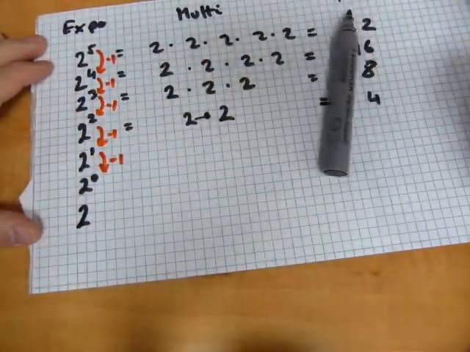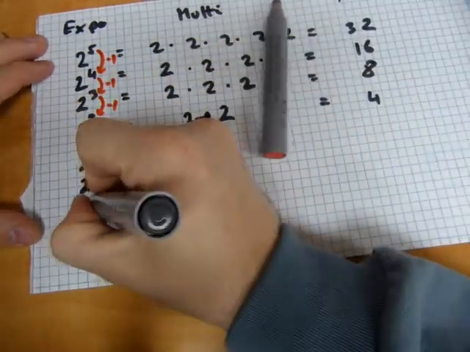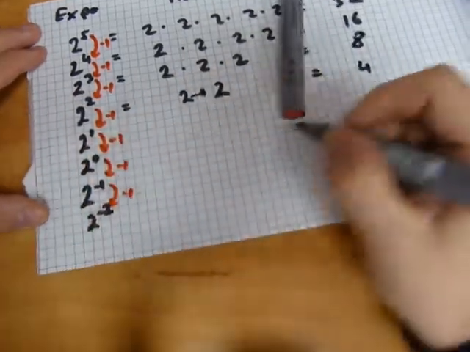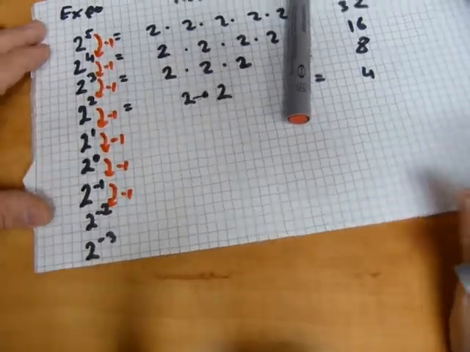The next one will be subtracting 1 again, 2 to the power of negative 1, subtract 1 again, 2 to the power of negative 2, and the last one will be 2 to the power of negative 3. That fits the sheet here.